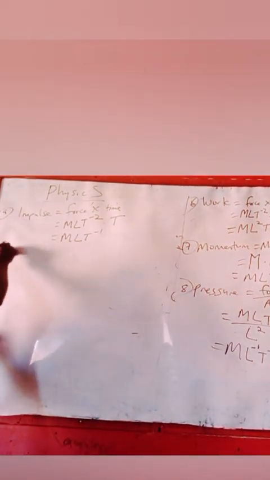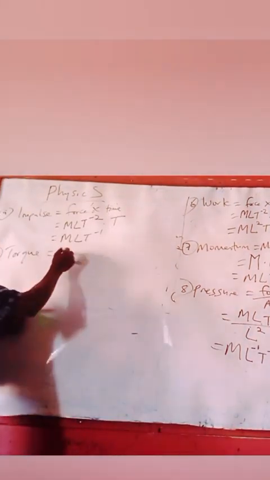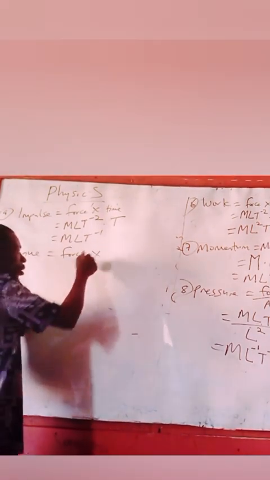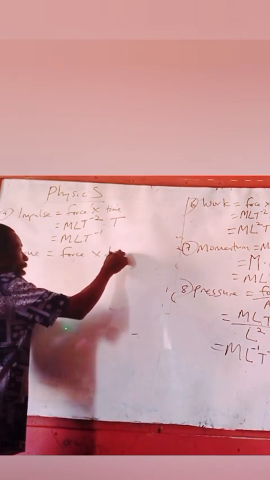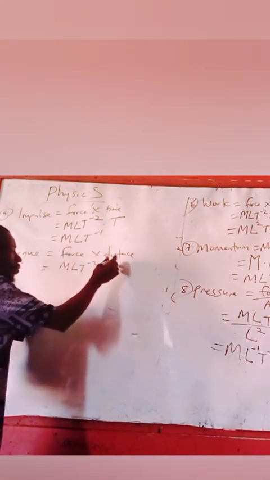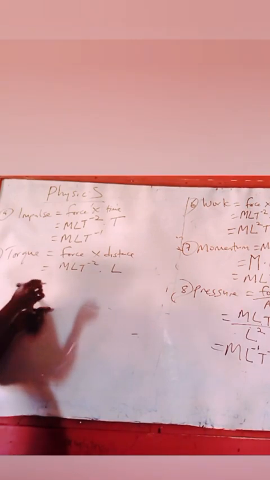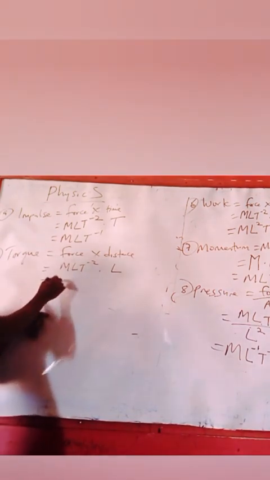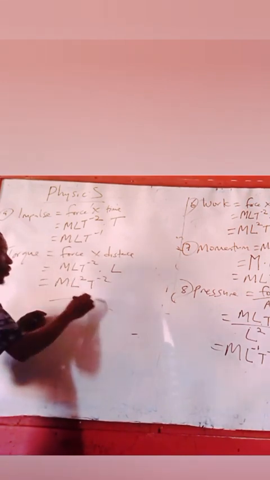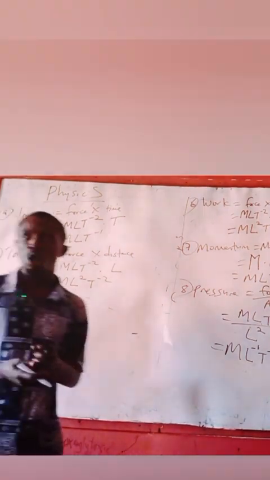Okay, torque is the last example in this row. The 10th one is torque. What do you mean by torque? Torque is the moment of a couple. In other words, torque is the force of the couple times the distance covered by the forces, which is one of the force times the distance. Force is expressed as MLT raised to the power minus 2, times the distance, which is expressed as L. Dimensionally, torque will be expressed as M, L times this L becomes L squared, then T raised to the power minus 2. This happens to be the dimension of torque.